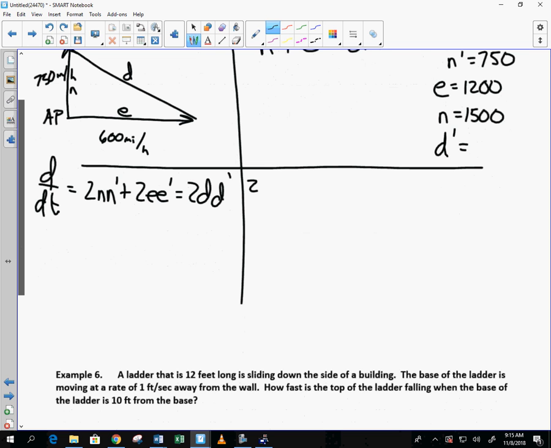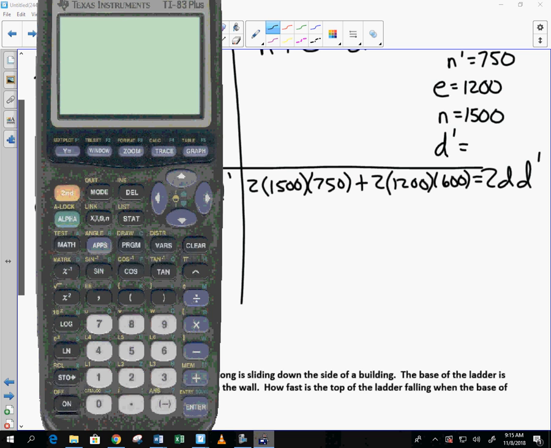So I've got 2 times n is 1500, and n prime is 750. 2 times 1200 equals. Shoot. Oh, I got 2 unknowns. Use the Pythagorean theorem. Thank you. Do it. What do I do?